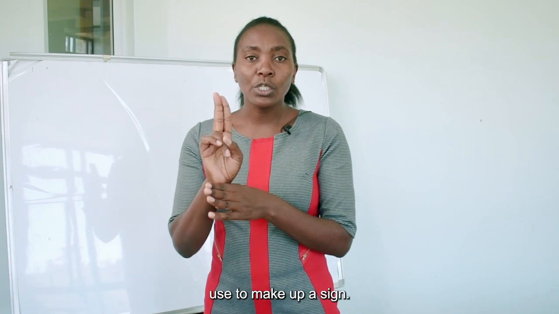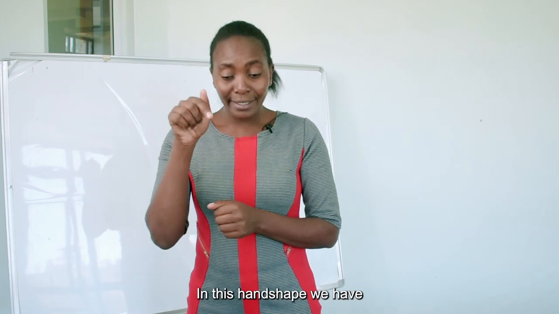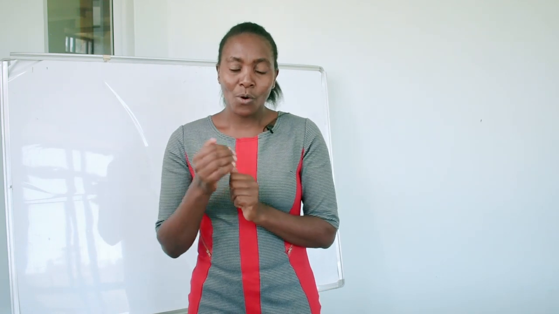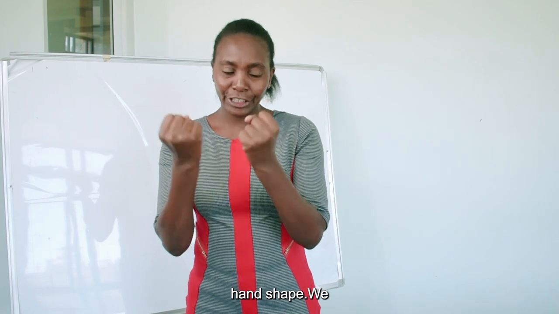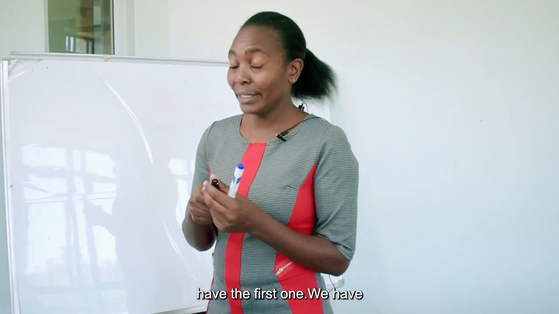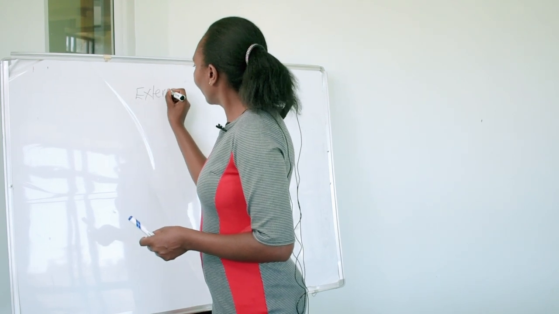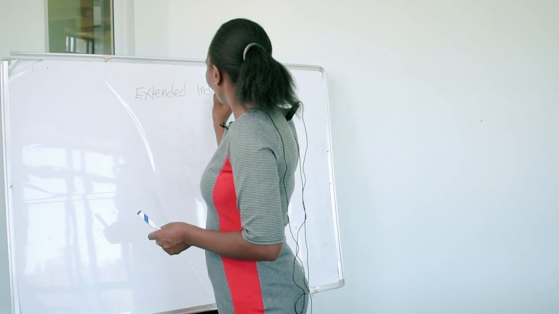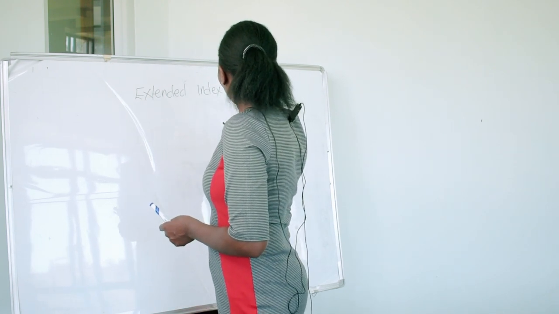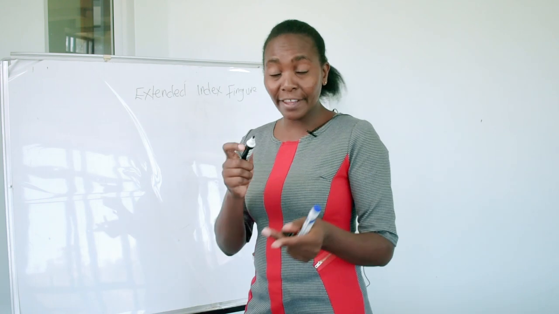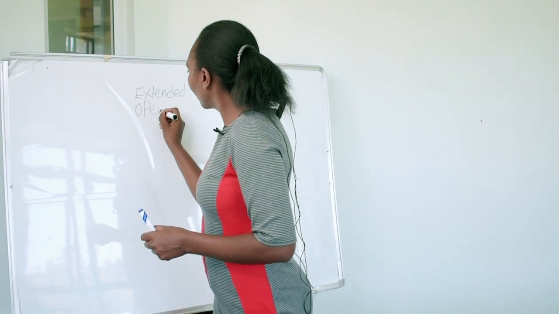What is handshape? We can say handshape is the shape of the hand that we use to make up a sign. In handshape, we have different types of handshape. We have the first one, which we call extended index finger. Extended index finger, that is one type of the handshape. We have another one called open palm.